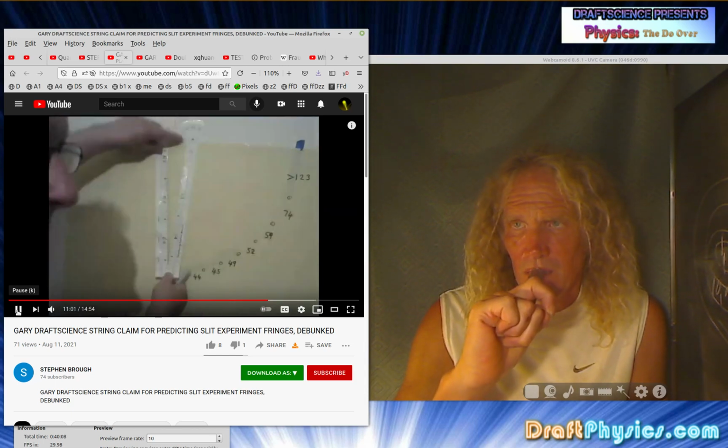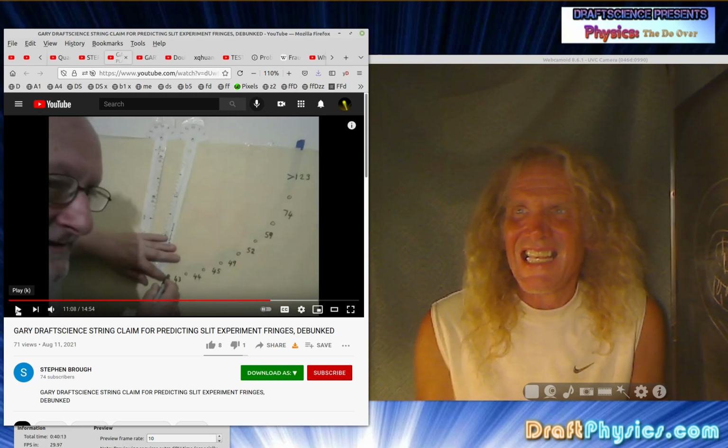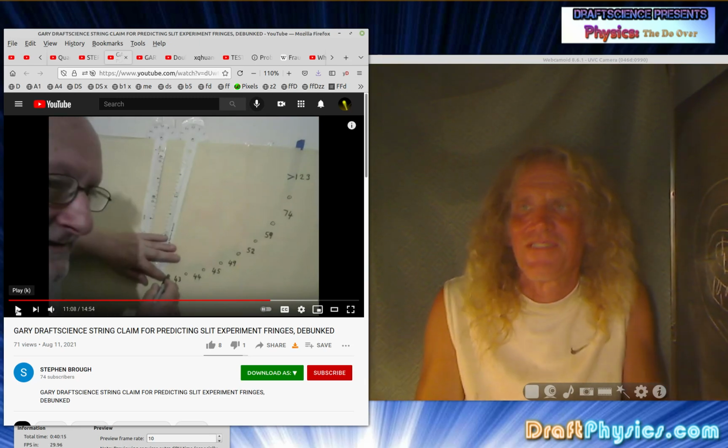Gary's made a big deal about when these are pointing inwards from the width of the slit, this first constructive interference point here. He says that isn't. So he has it upside down. Does it make any sense? No, it doesn't make any sense.